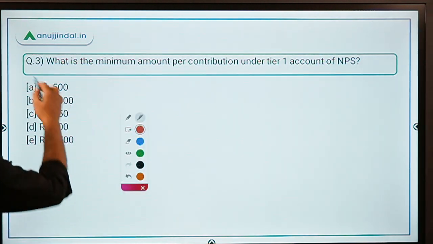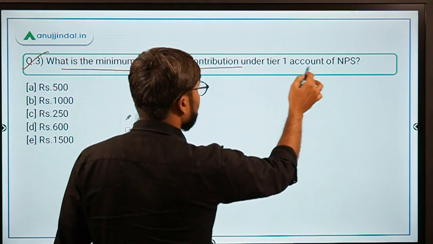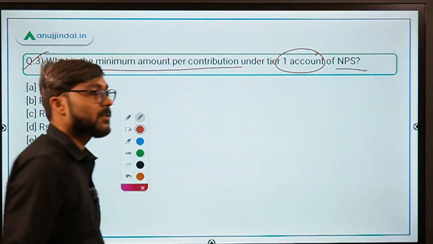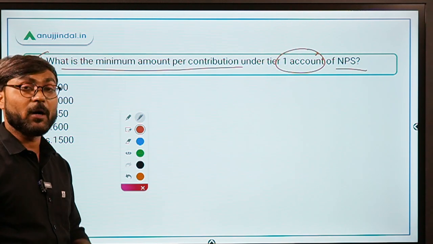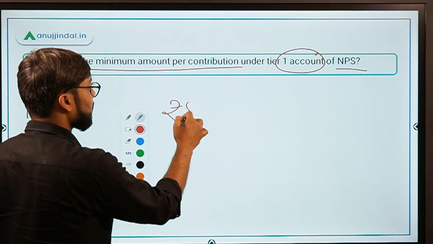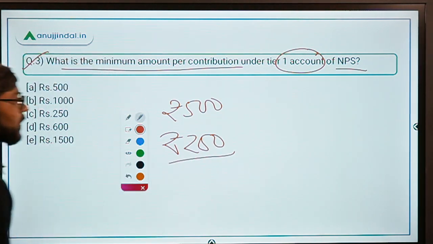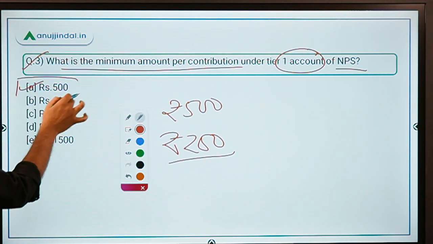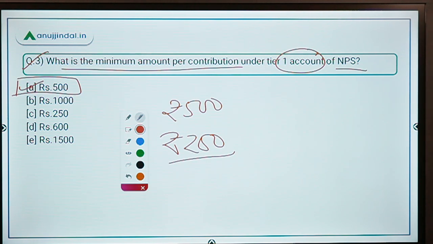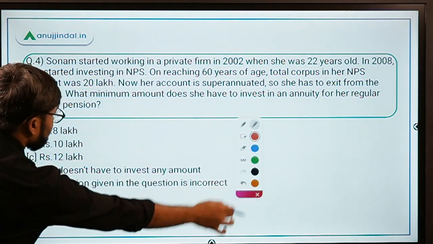And question number 3 is, what is the minimum amount per contribution under tier 1 account of NPS? So under the tier 1 account, the minimum amount per contribution, guys, is how much? Rupees 500, while in tier 2 account it is 250. So here the correct answer should be what? Option A, rupees 500.